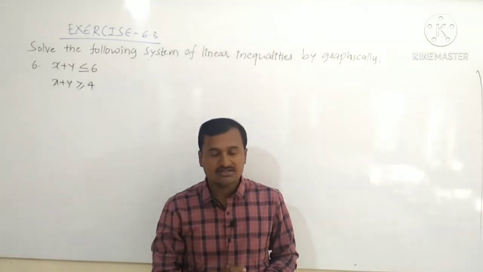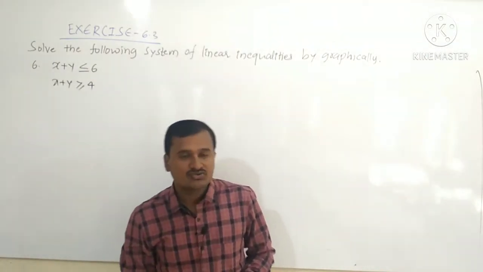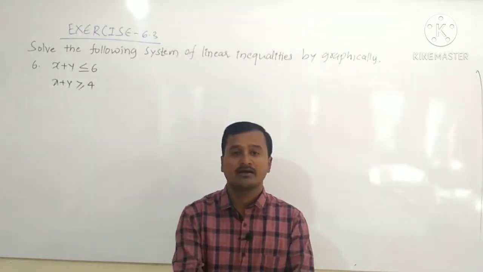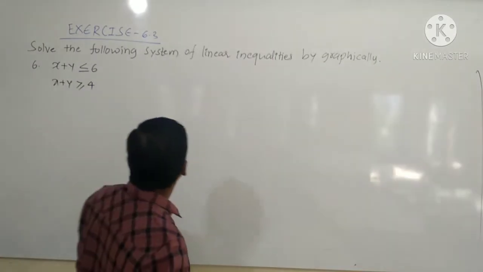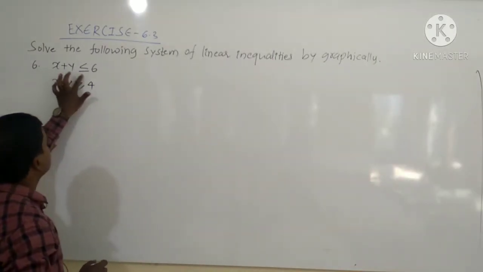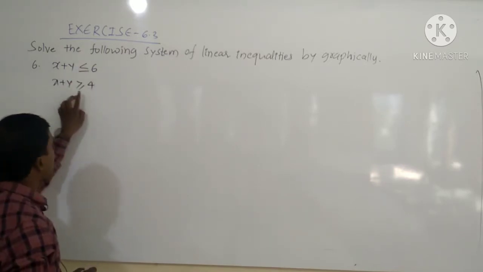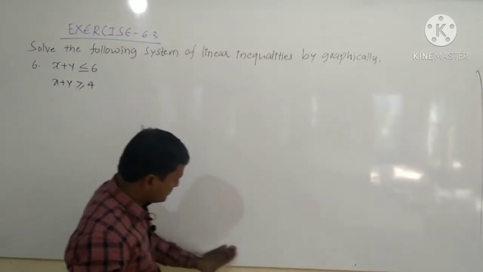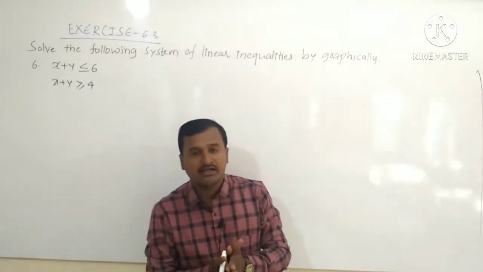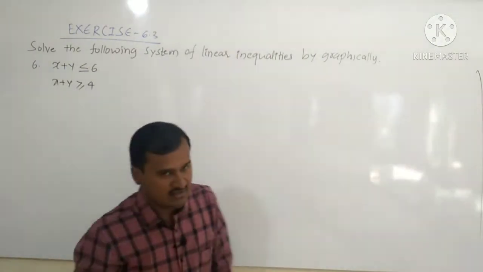In our previous class, we were solving exercise 6.3, how to solve a system of linear inequalities by using a graph, right? In that exercise 6.3, question number 6: x plus y is less than or equal to 6 and x plus y is more than or equal to 4, right? Here two linear inequalities are there, hence it is called a system of linear inequalities.